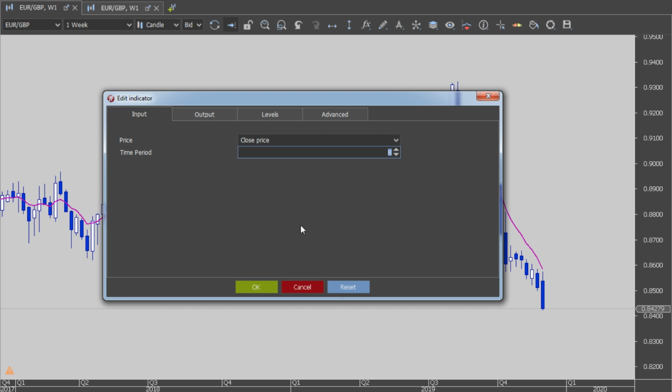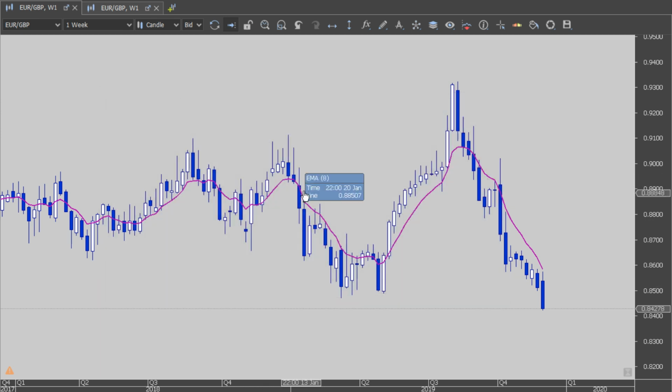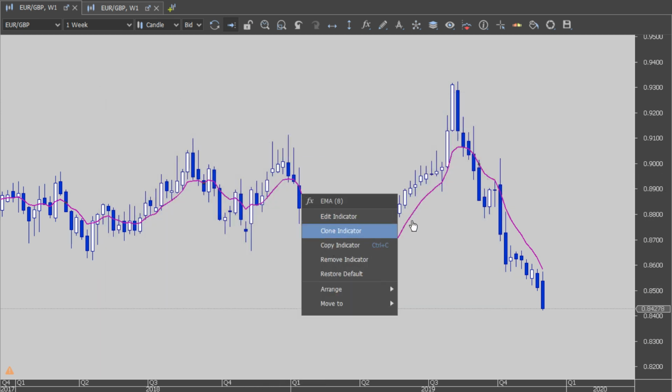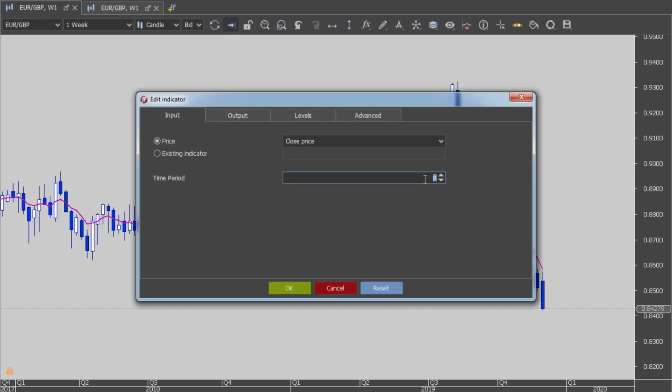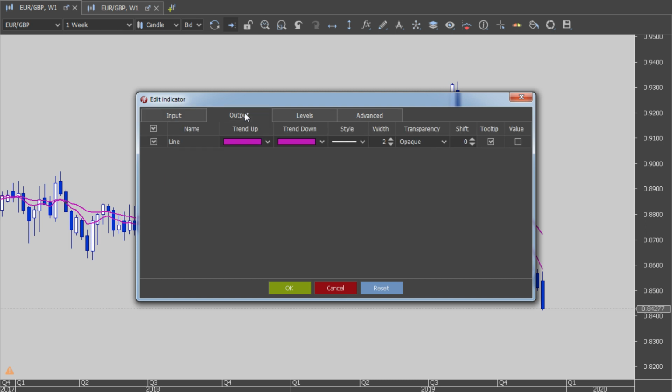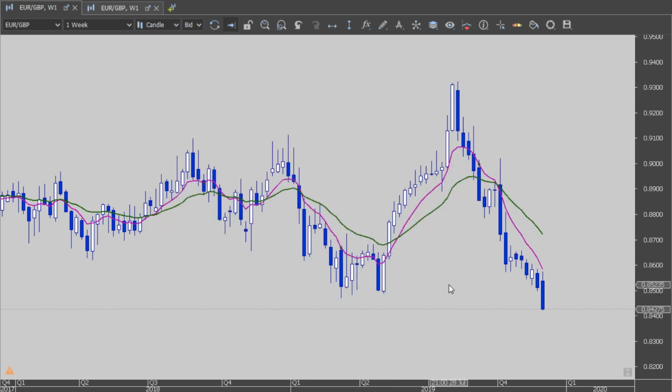The time period is 8, and the other one, I'm going to clone this one, and the other one is going to be 21. Okay, close price 21. I'm going to just change colors. So the one is 8 and the other is 21. Exponential moving average, not simple moving average, not double EMA, triple, WMA, different ways.